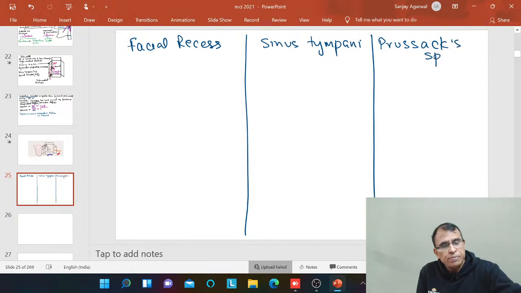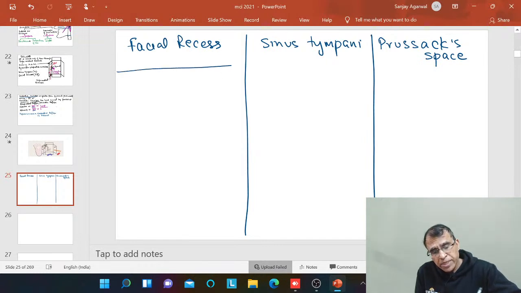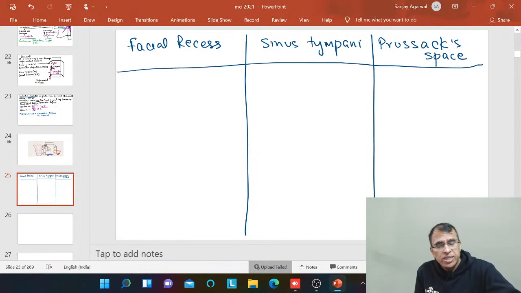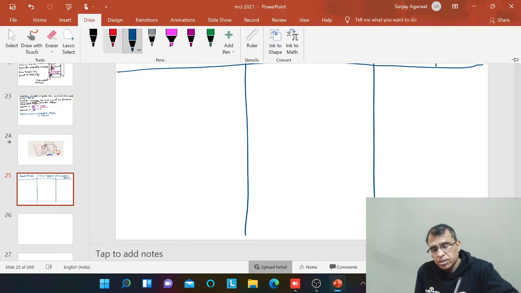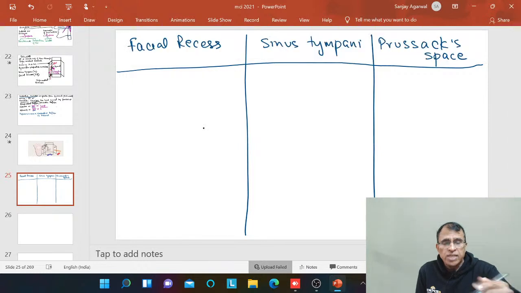Now, prosaic space, please note, is not on the posterior wall. Prosaic space is related to the tympanic membrane. But this is also a space. All three are spaces, and there are three important spaces in the middle ear. That's why I talk of these three together. Don't wonder where prosaic space came from here. It is just the odd man out. It is present on the tympanic membrane.